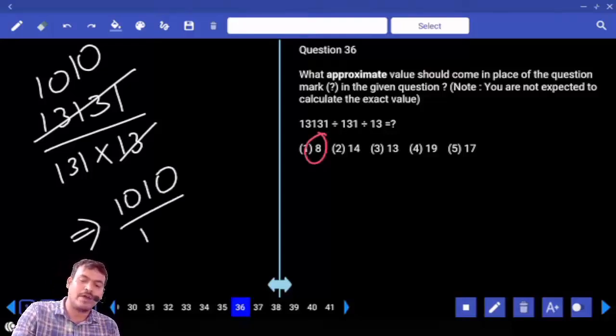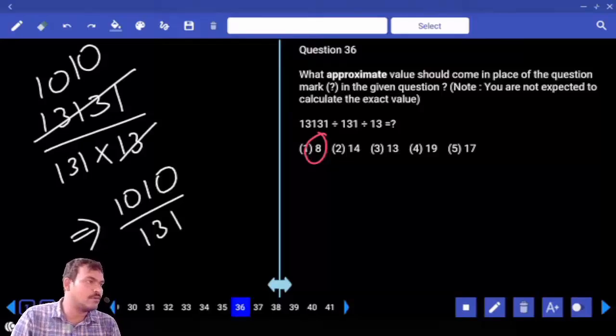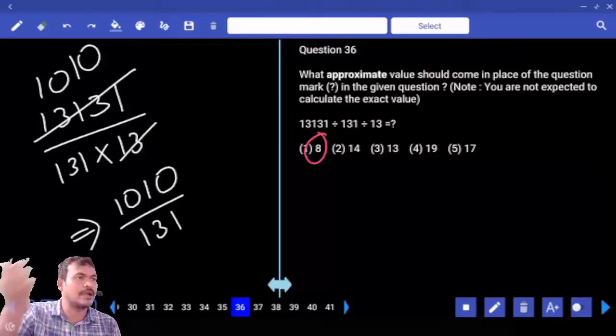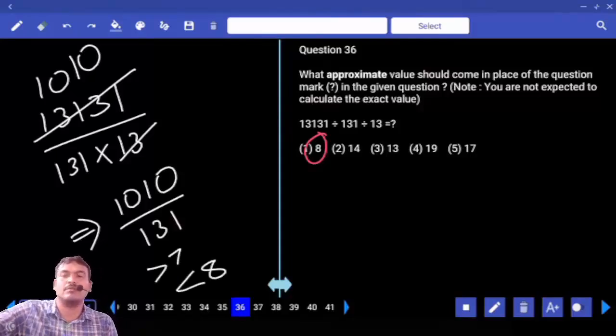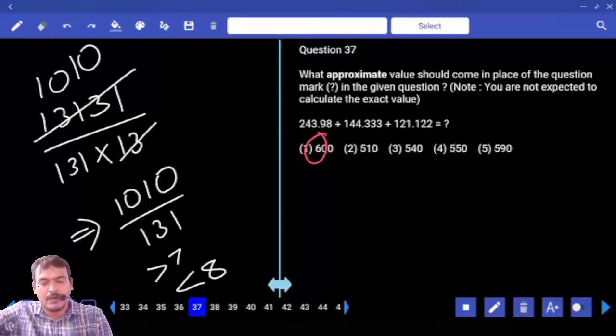1010 divided by how much value? 131, or not. More than 7 times but less than 8 times, or not. More than 7 but less than 8. What is the nearby value? 8, or not. Next question number 37.